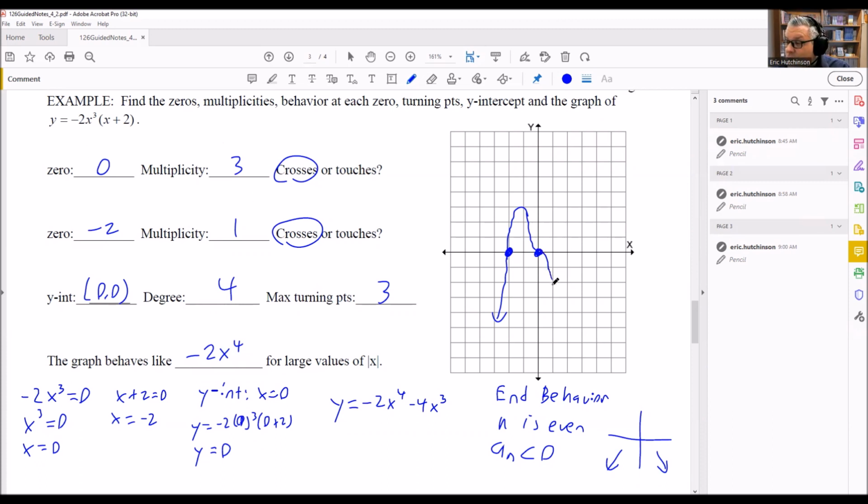And of course, this will keep on going down because the end behavior says so here. So we have a graph where both of them go down, but again, this spot at 0, it's got to resemble a cube. It's got to have that bend in the graph, and that's what your overall graph will look like.